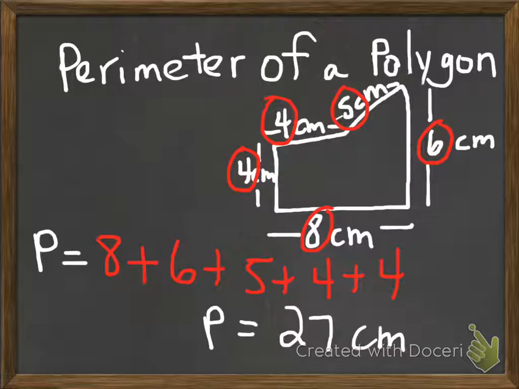A tip I can give you is that not all the shapes will show a measurement. So if it doesn't show a measurement, make sure you figure out what that side measurement is before you add all the sides. Don't just add the sides that are being listed. Okay, so make sure you understand that. If not, come see me.